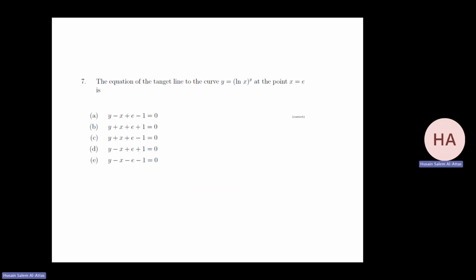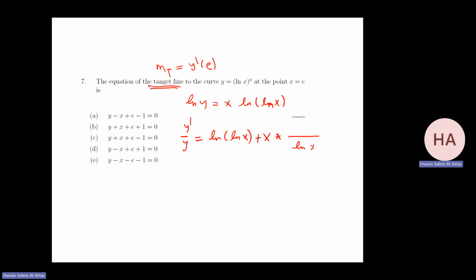The equation of this curve at this point. You want the equation. So I need first to find the slope, which is y prime at e. Take ln y equals x ln(ln x). Differentiate: y prime over y will be ln(ln x) plus x times, be careful here, 1 over ln x times 1 over x. Y at e will be ln e, which is 1, to the power e, which is 1.